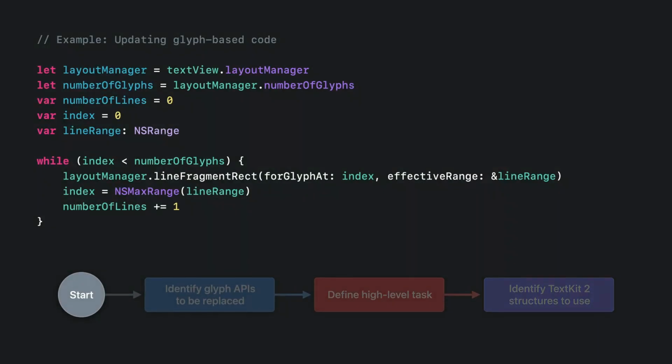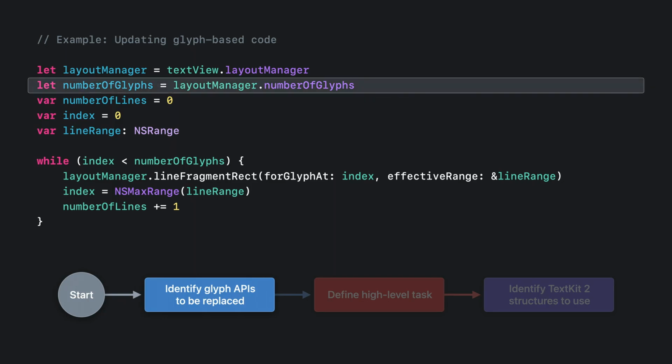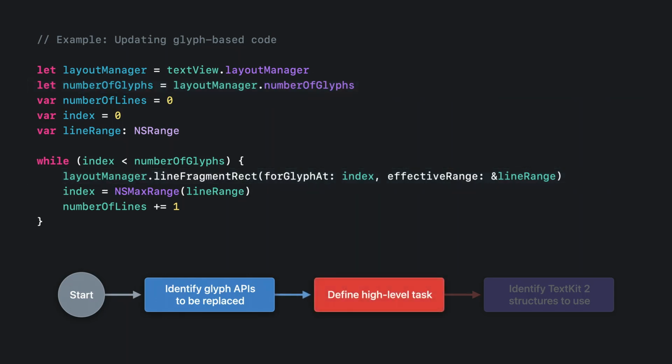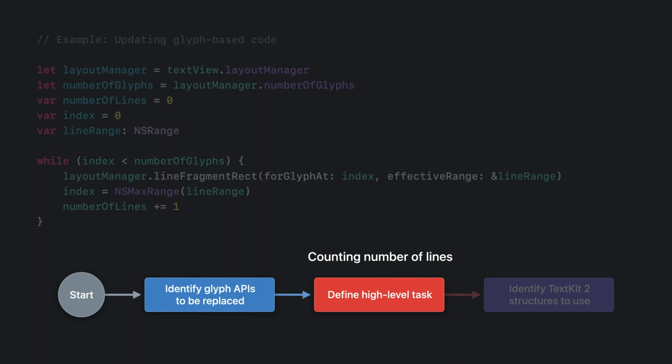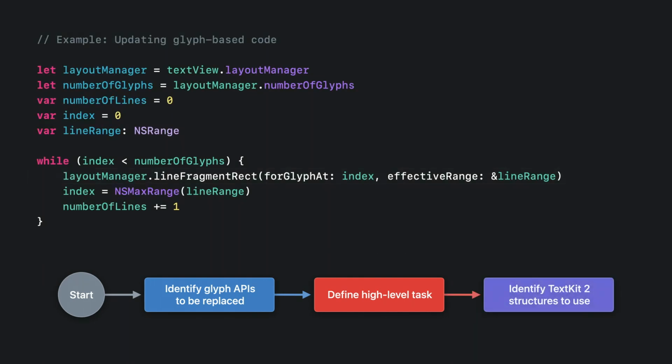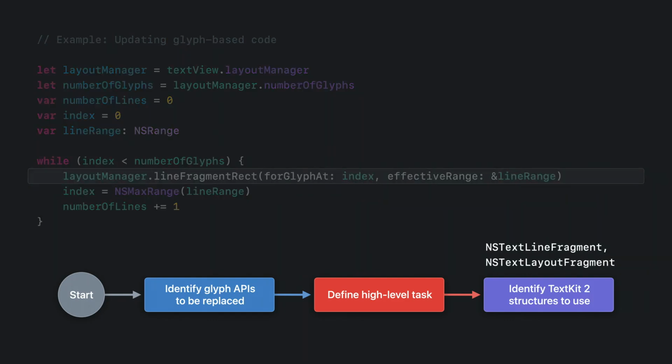For example, consider this TextKit 1 code. There are two glyph APIs to use here: numberOfGlyphs and lineFragmentRect(forGlyphAt:). This TextKit 1 code is iterating over all the glyphs in the document and counting the line fragment rects. The high-level task is counting the number of lines of wrapped text in the text view. Since this code is working with line fragment rects, the TextKit 2 structures to use are NSTextLineFragment and NSTextLayoutFragment.